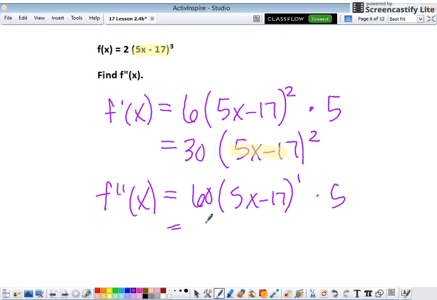You could do 5 times 60 and get 300 and make this 5x minus 17, and you could even distribute the 300 if you wanted to. But this first answer up here is fine.